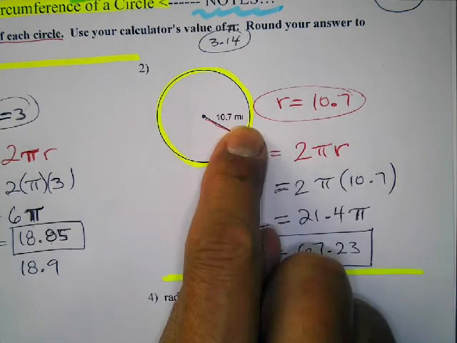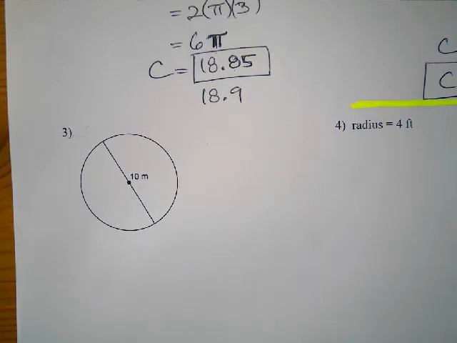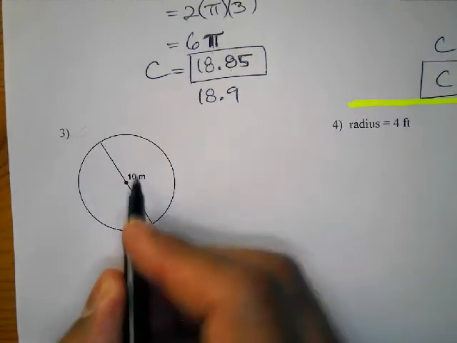All right, so in this case, it would be 67.23, and then what is that? Miles. Okay, miles. But the formula is pretty easy, right? Okay, let's see number 3.